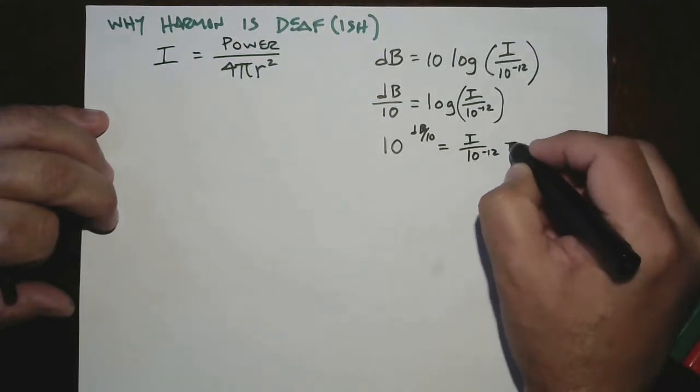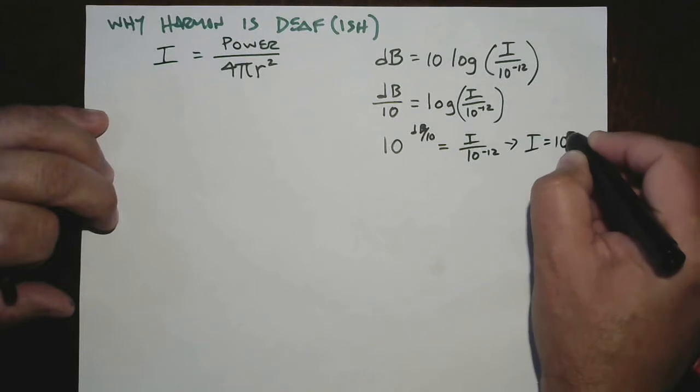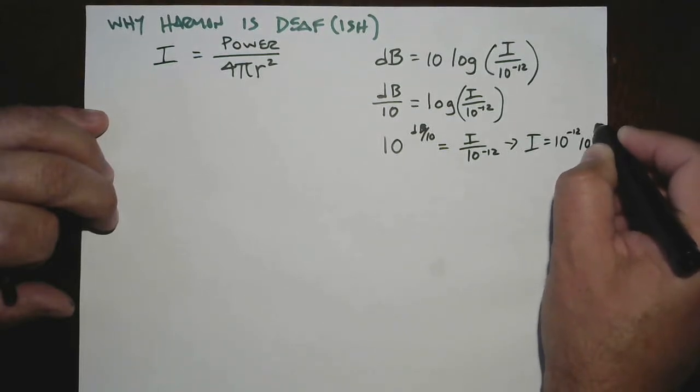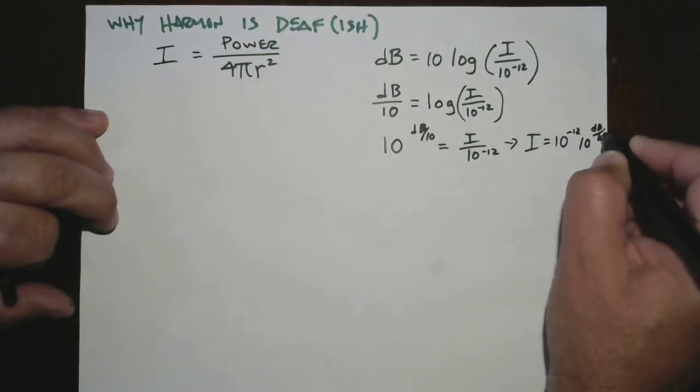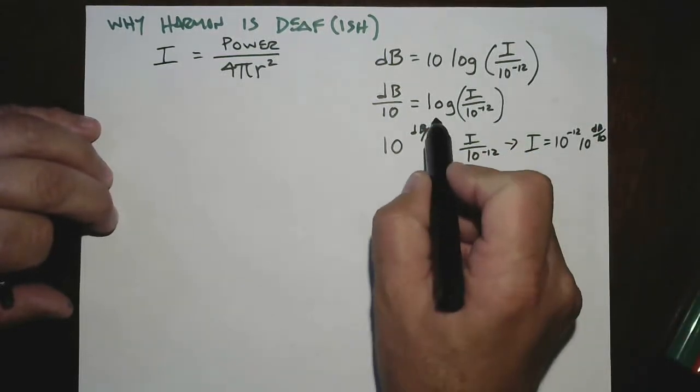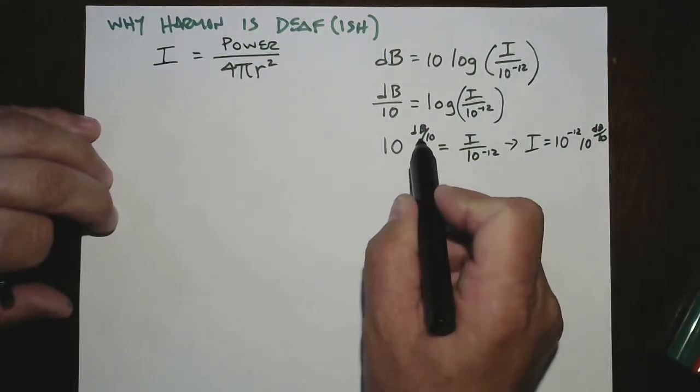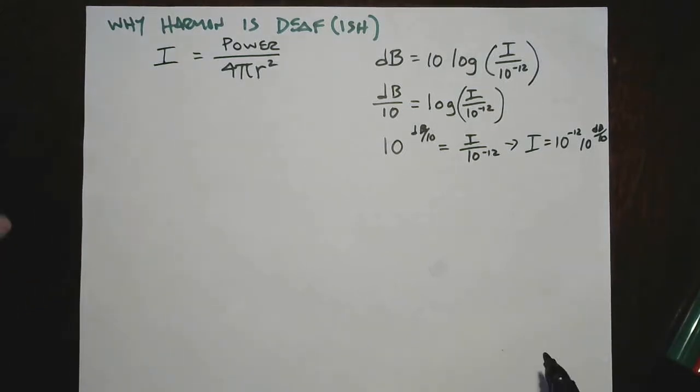And now we're back into the world of algebra where I is 10 to the minus 12 times 10 to the decibels over 10. So you can reverse this thing, but you have to know that the opposite of log is 10 to that power. That's what logs do. Okay, so let's draw a picture.